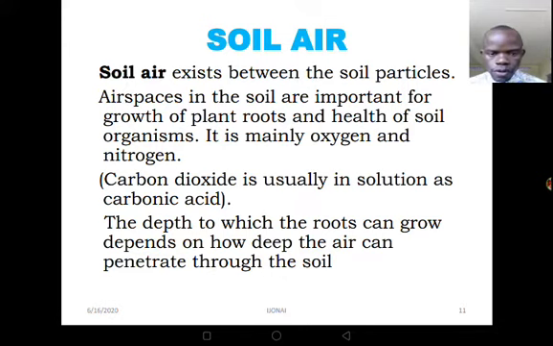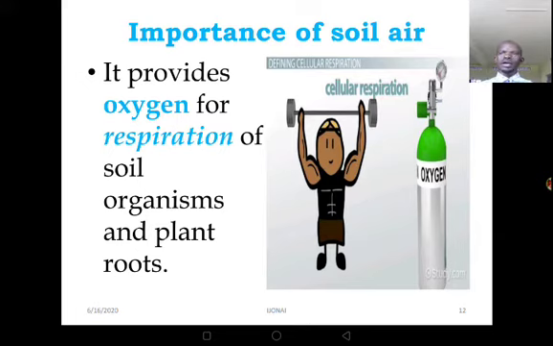The depth to which the roots can grow depends on how deep the air can penetrate through the soil. So it is very hard for us to get plant roots in the bottom layers of the soil. Plant roots are commonly found in the top layers of the soil just because of the air which is present in large quantities in that top layer of the soil.